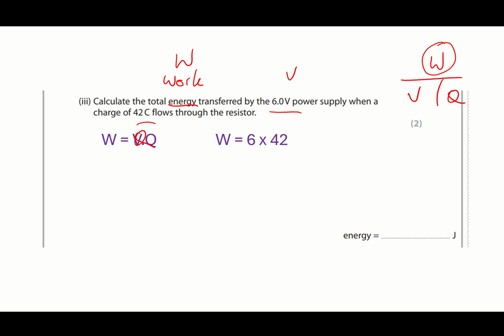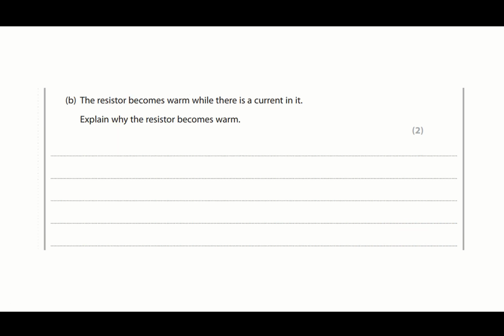Done. Next question. Calculate the total energy. So volts, whip, queens coming back again. We've just got to keep remembering that work and energy are the same thing. So I'm going to write a W here. 6 volts and 42 coulombs. So Q, V, and we're going to need that. Volts, whip, queens. And it wants to work out the energy. So this is the work. So W equals V times Q. Just going to times these together. 6 times 42 equals 252 joules.